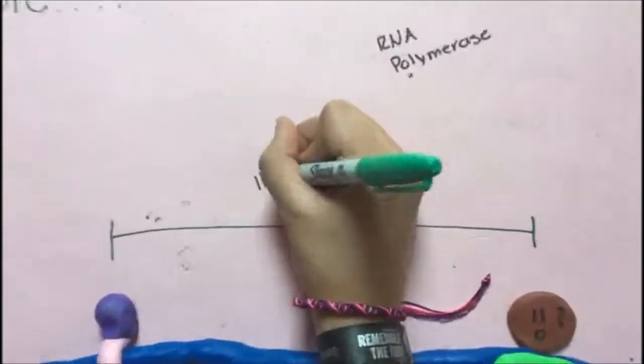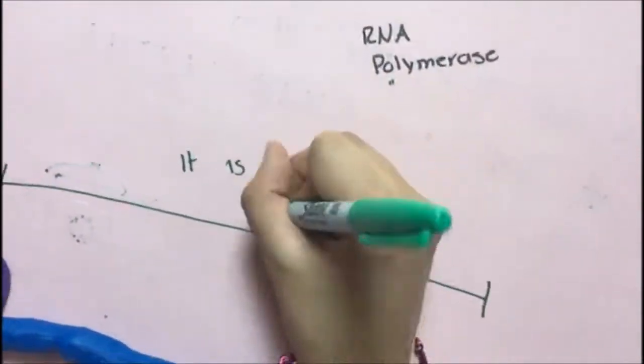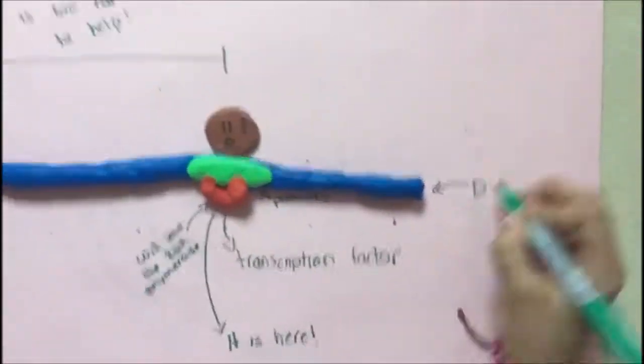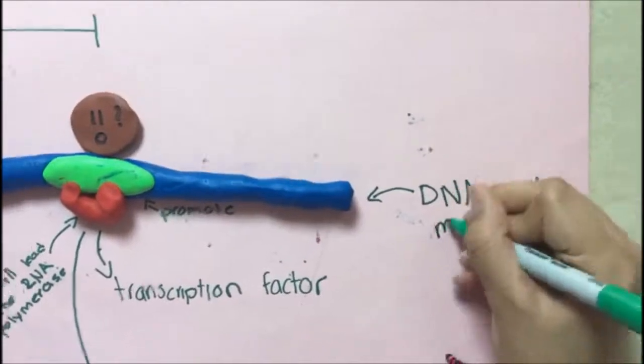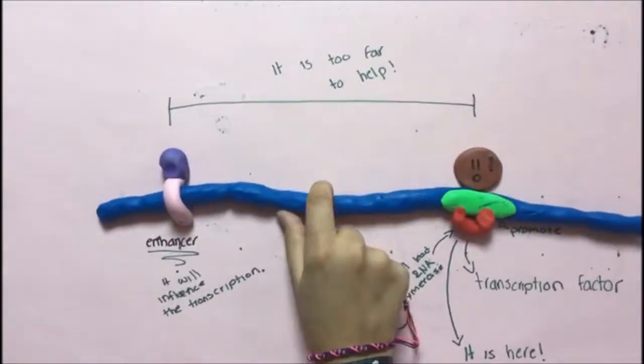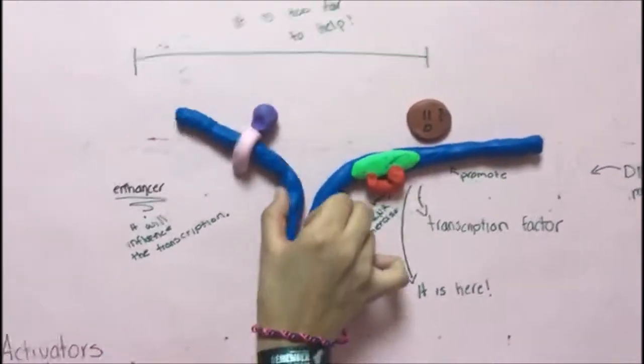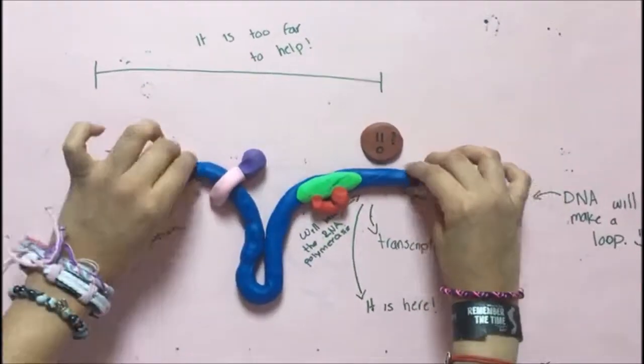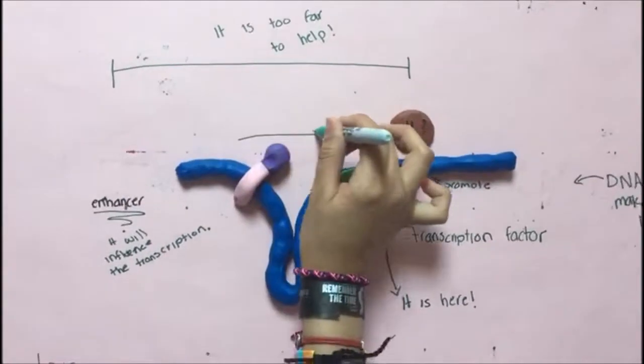Normally, the activators are far away from the gene. That's why a loop is created in the DNA. This loop will make the activator and the transcription factor interact with each other, increasing the transcription of that gene.